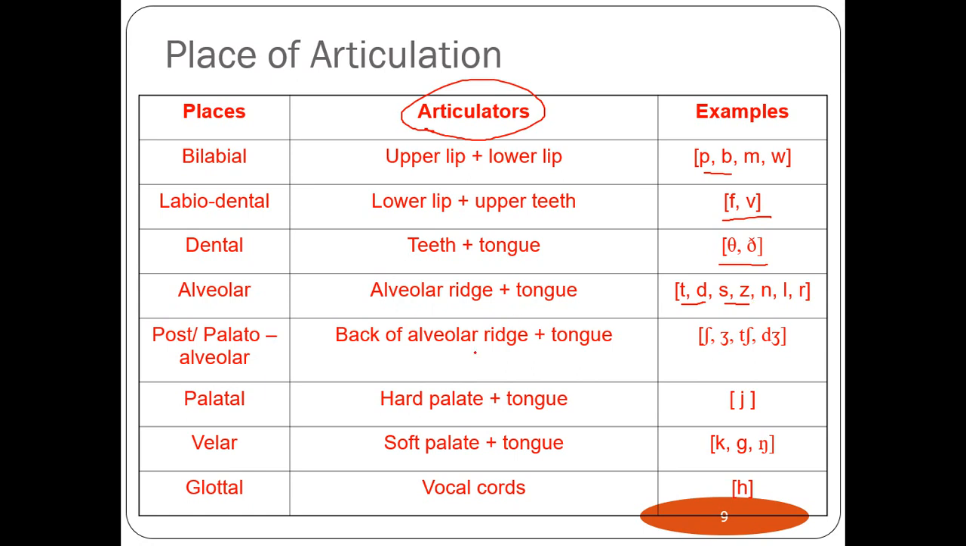Then we have another classification, and that's post-alveolar or palato-alveolar, and the sounds that we have are basically sh, j, ch, j, and these are also two pairs. The first pair is sh, which is voiceless or unvoiced, and j, which is voiced. And likewise, we have ch, which is voiceless, and j, which is voiced.